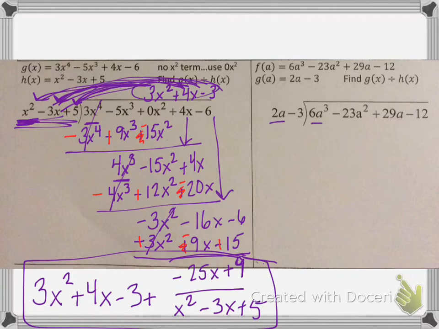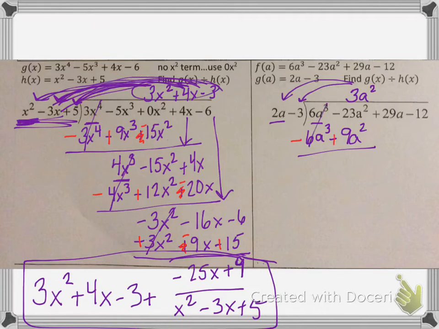2a times what gives me 6a to the third? Well, 2 times 3 would give me 6, and a times a squared gives me a to the third. Now I take that guy and I distribute. So 3a squared times 2a is 6a cubed. And then 3a squared times negative 3 is negative 9a squared. Important step, change your signs. That's going to become negative, that's going to become positive.